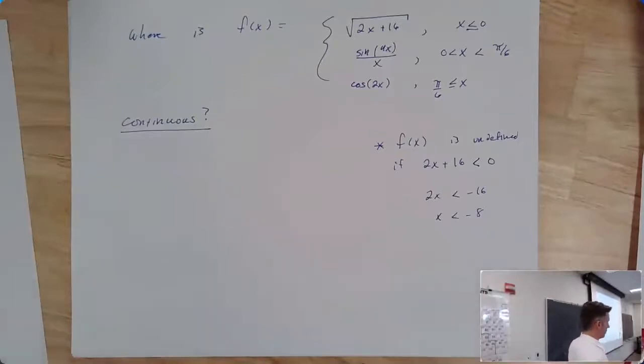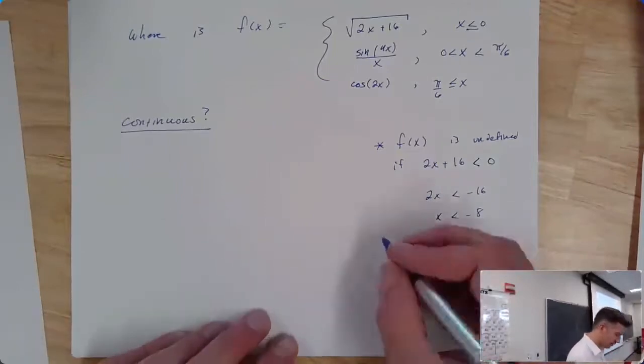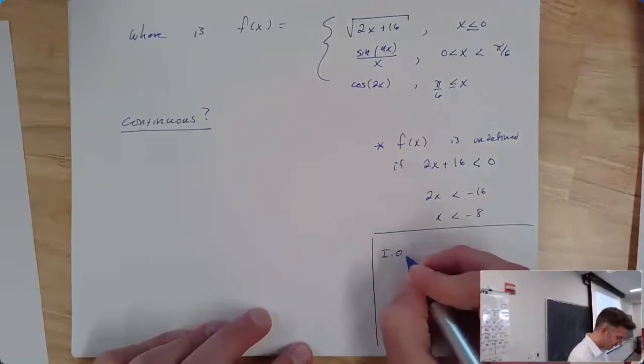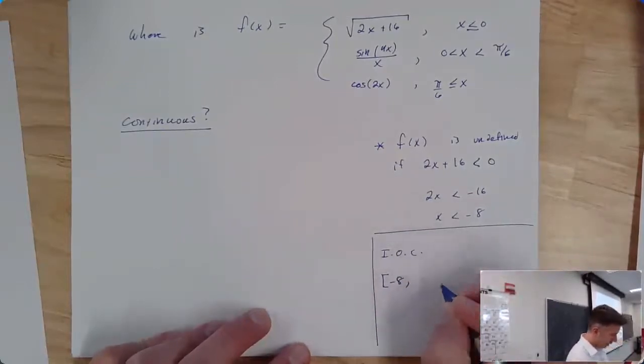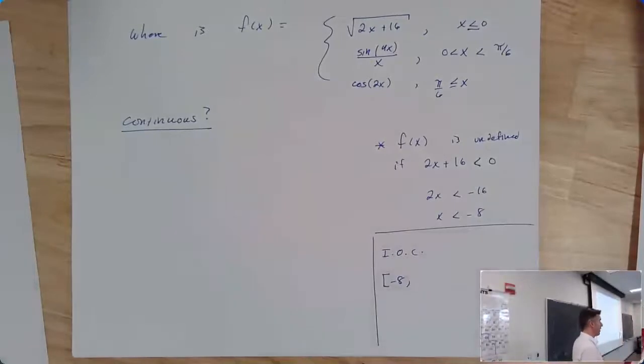So technically, this function is actually undefined quite a few places. So not that we're really going to worry too much about that, but when we talk about where it's continuous, it's not going to be continuous for x being negative. So our interval of continuity, like our answer, is going to be starting at negative 8 and then going up to maybe stopping at 0, maybe not, maybe stopping at pi over 6, maybe not. All right, this function is completely undefined when x is less than negative 8. Okay, well, let's look at 0.